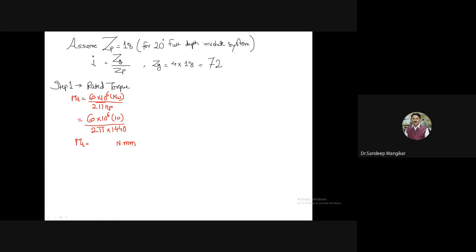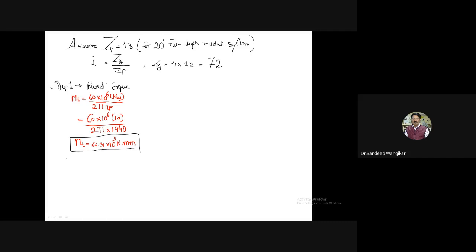MT, the rated torque or torque to be transmitted: by substituting all the values, you will get the answer as 66.31 into 10 raised to 3 Newton millimeter. I have written it in Newton millimeter. I will use this for further calculation. This is your MT calculation.